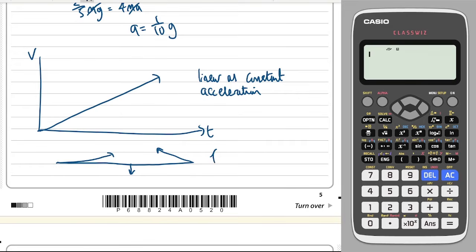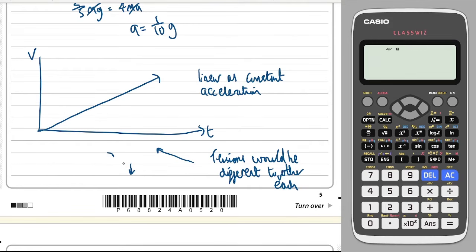So you can say that the tensions would be different to each other. It's terrible writing here, because it's going to be like this, isn't it, the object. So that tension and that tension will be different. We have weight there, so one of them will have to counteract the other one.